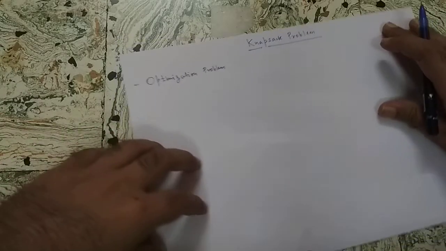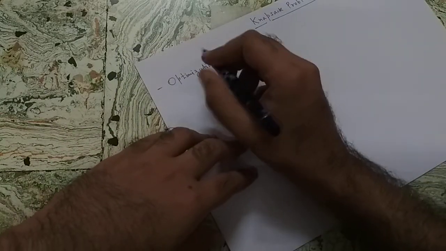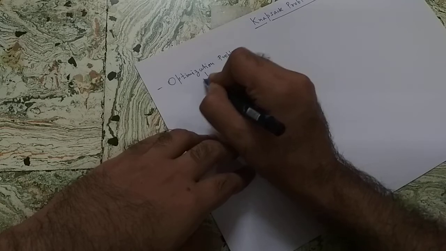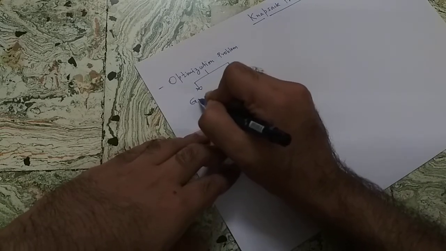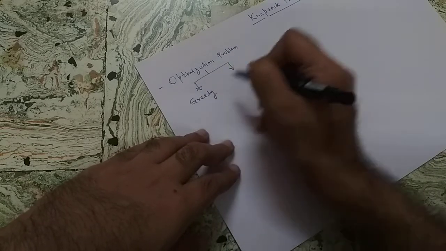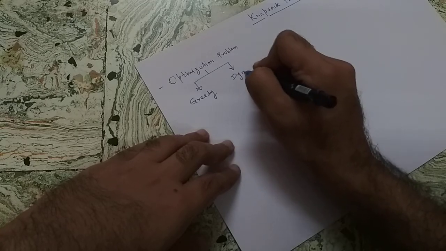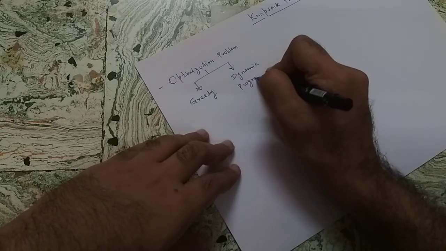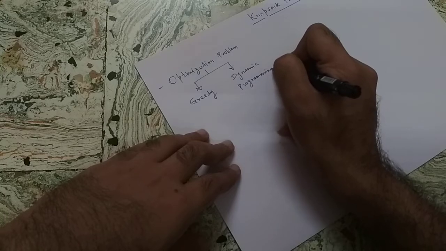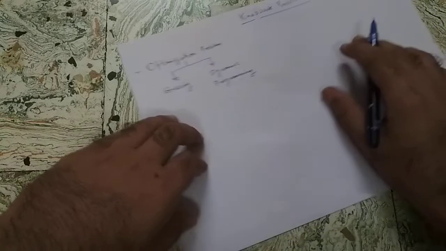And remember, optimization problems can be solved using two techniques. The first technique is known as the greedy approach, and the next one is known as the approach of dynamic programming. So using either of these two techniques, we can solve an optimization problem.